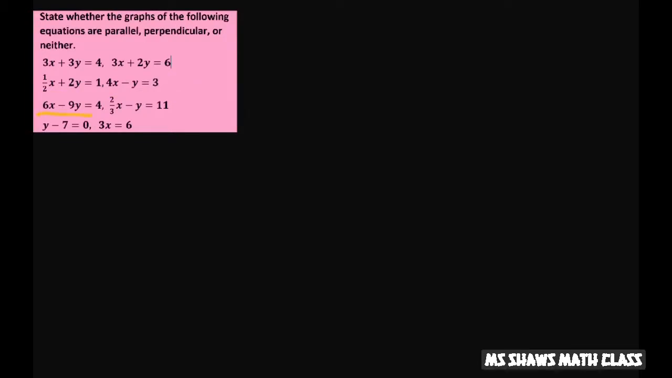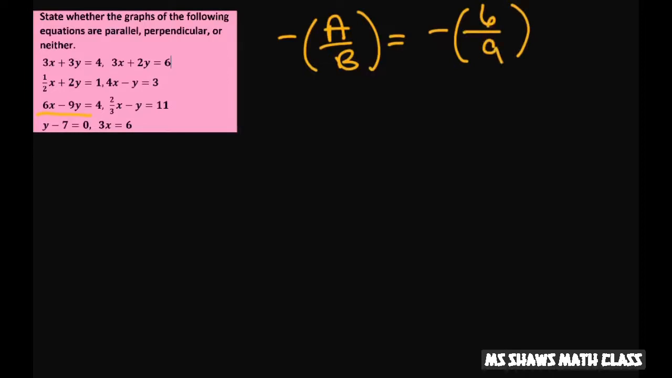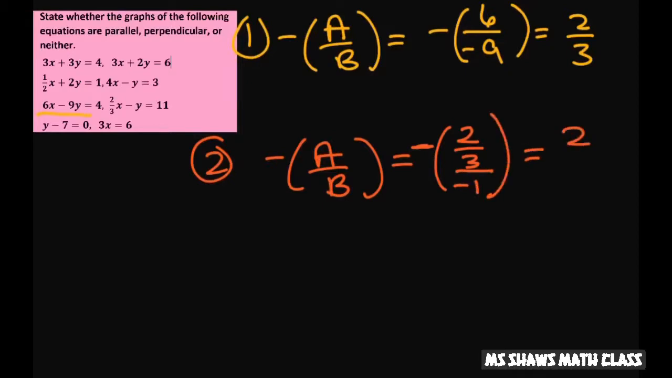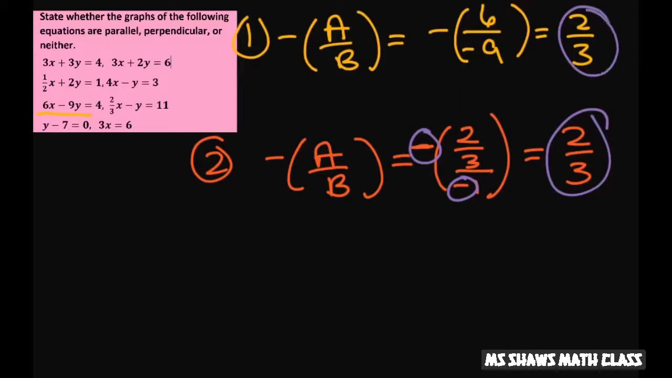We have, let's do our negative a over b again. So a, put negative, your a is 6, and your b is negative 9. So you reduce that, that's going to be 2/3. That's your first one. Your second one, negative a divided by b. So a is 2/3. Put the negative. And b is negative 1. So this just equals 2/3, because you basically have two negatives equals a positive. Since these two slopes are the same, that means the lines are parallel.